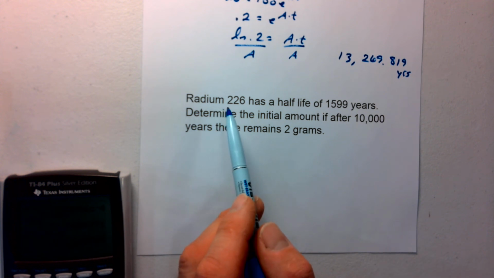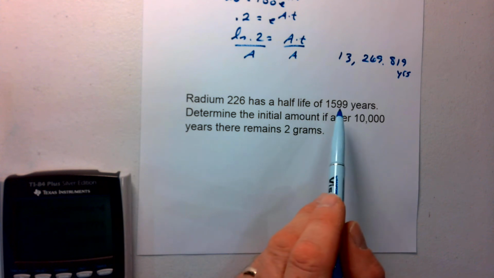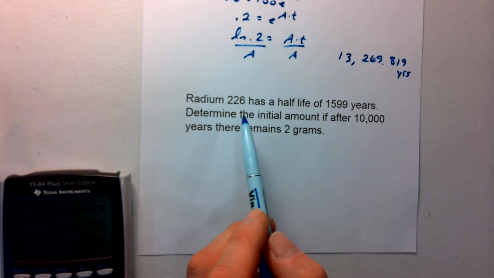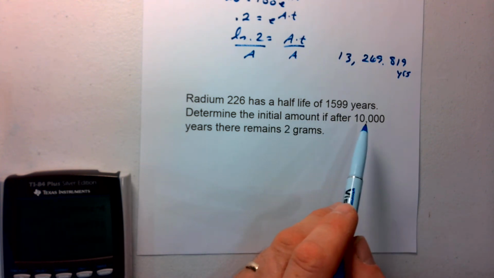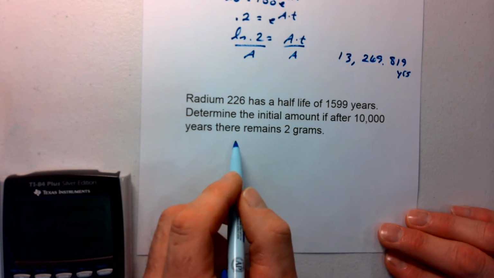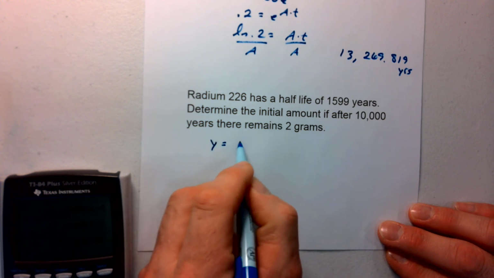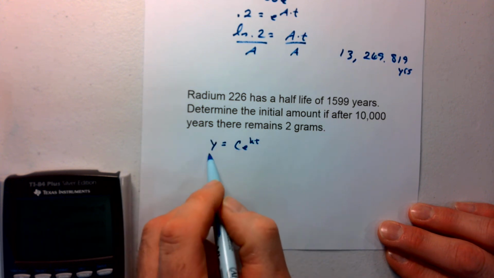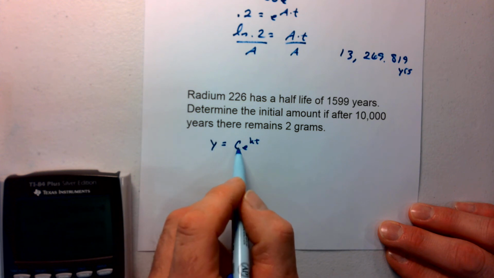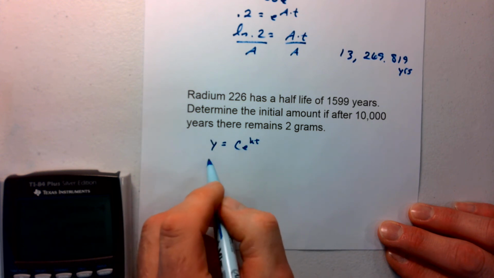In our next problem, we're going to change up our K value. So we have radium-226, a half-life of 1599 years. Determine the initial amount if after 10,000 years there remains 2 grams. So again, we can go ahead and find our K value. We're going to start with y equals Ce to the kt. Again, we don't know how much we started with, so we can start with whatever we want as long as we end with half of it to find that K value.